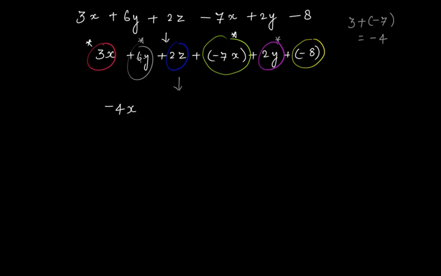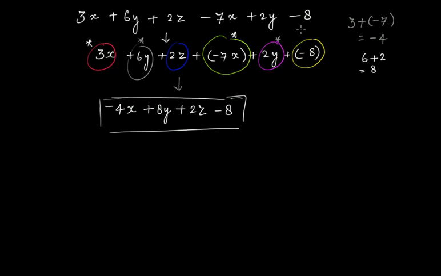In the same fashion, this is plus 6y and this is plus 2y. So if you add 6 and 2, you get what? 8. So this becomes 8y. Since this is alone in this algebraic expression having no like terms, simply write it here. And then this is alone, minus 8. So this is the simplified algebraic expression of this original or initial one.